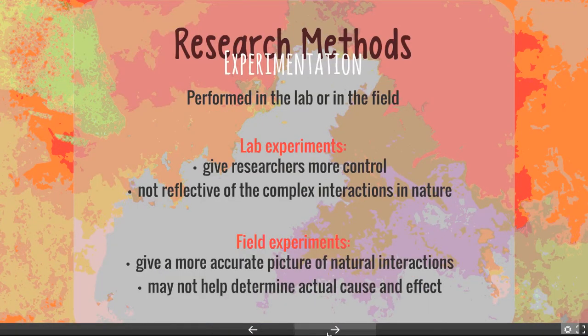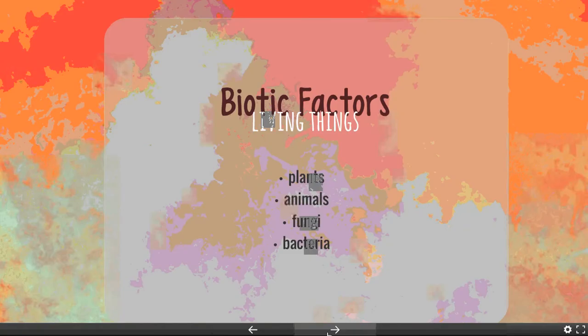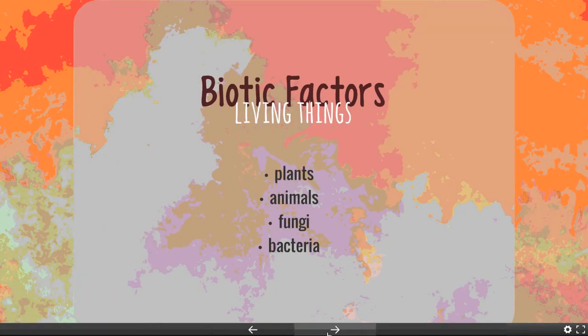And then there's experimentation. These are ones that are performed in the lab, or actually in the field. So you can have lab experiments, so that allows researchers to control everything, or field experiments where you're able to get an actual picture. But there's so many variables that you're not able to control, so you can't actually determine cause and effect. And then there's modeling, which is using computer mathematical models to help demonstrate. So this could be predicting the growth of a population over an extended period of time, or something to that nature.